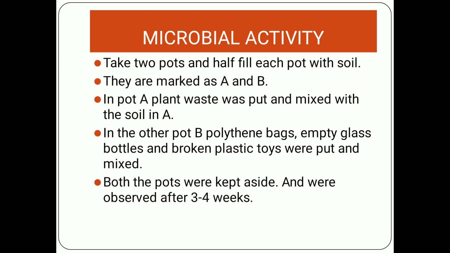Now there are two pots. You will have to take two pots. Half fill them with soil. Mark them as pot A and B. In pot A, you will add the plant waste and mix it well. In pot B, we will add polythene bags, broken plastic toys, broken glass bottles, and mix it well. These will be kept aside for say 3 to 4 weeks.